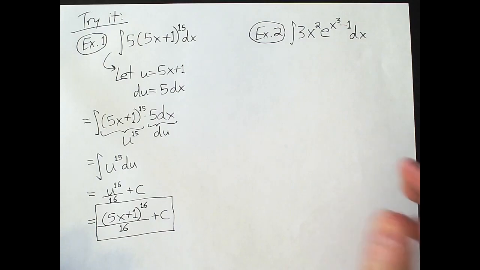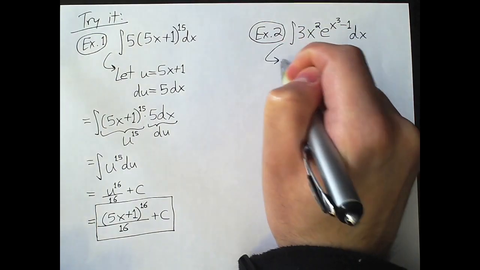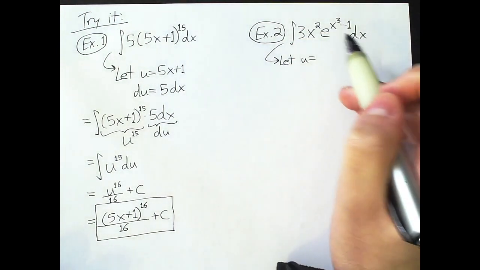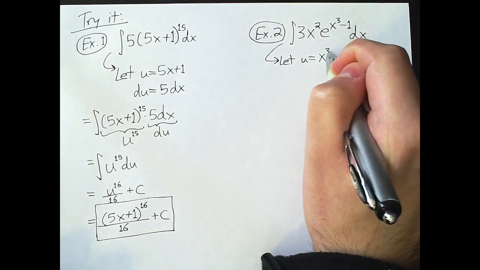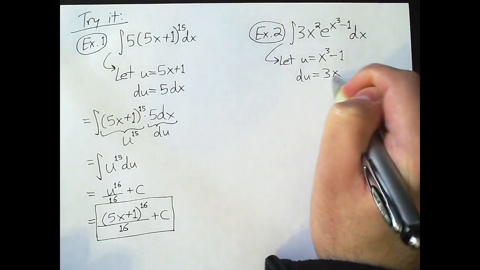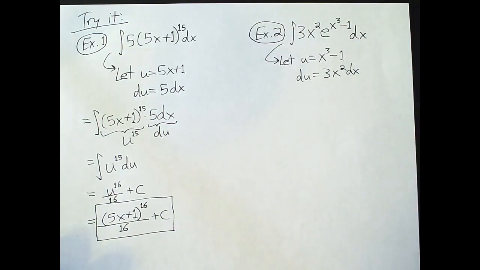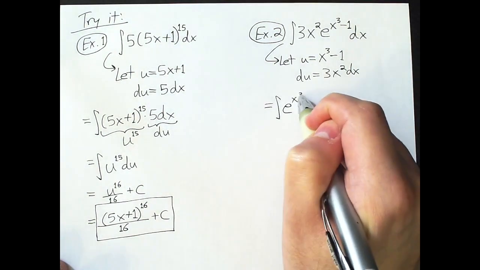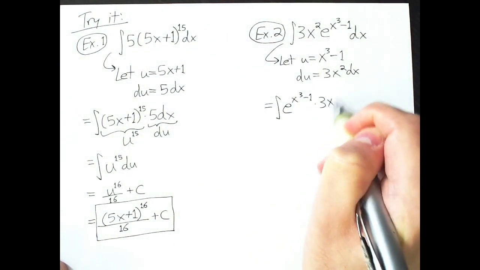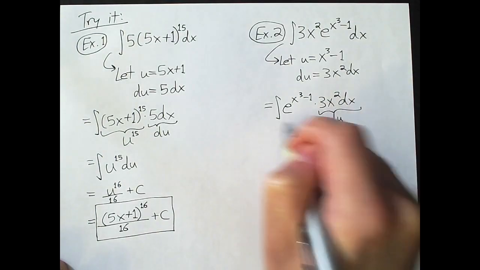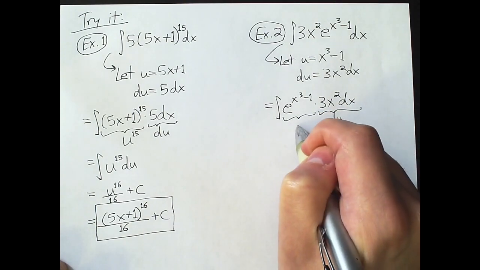For the second one, we have to figure out, what are we going to let u equal? I think you look at this and you might see more than one choice, but the best choice is going to be the thing that's up there in the exponent, the x cubed minus 1. Because then du is 3x squared dx, and yes, that appears in the original problem. The original problem can be thought of like this, which means this piece of it will become du, and for this piece, we'll substitute in e to the u.